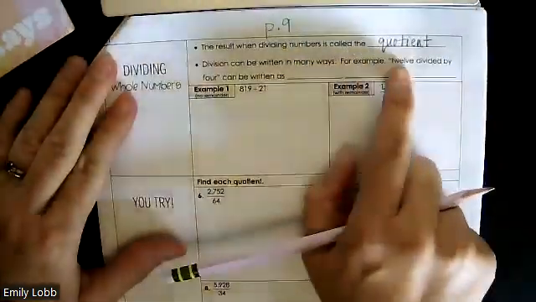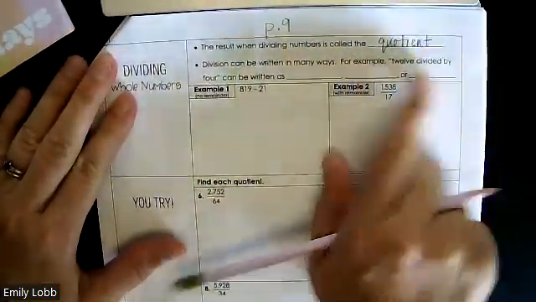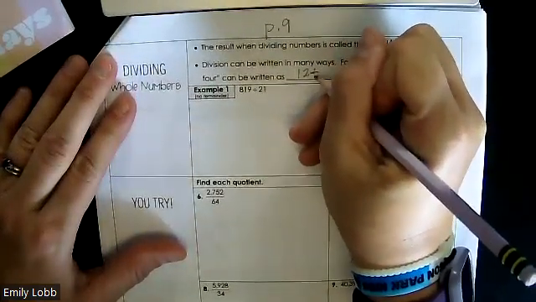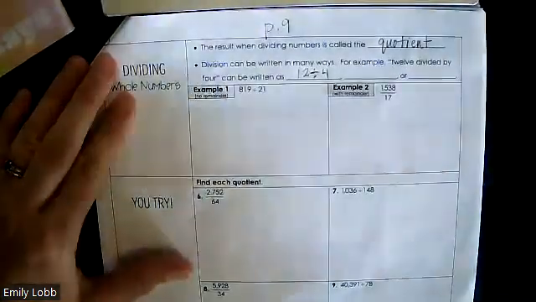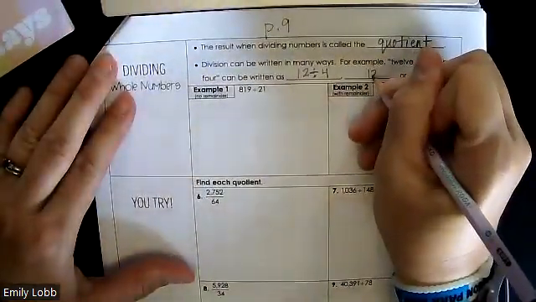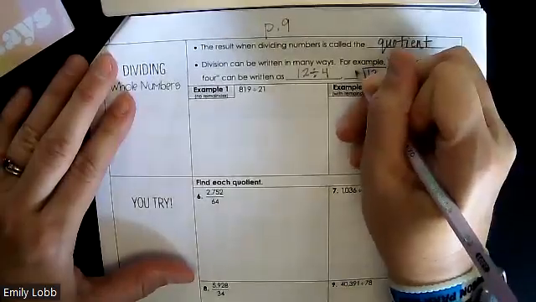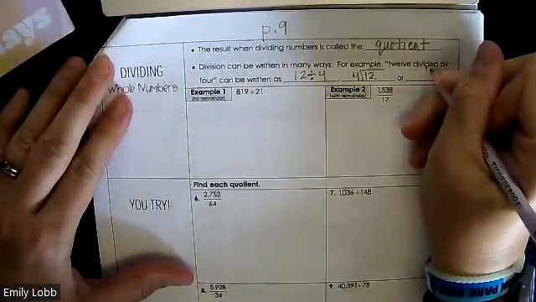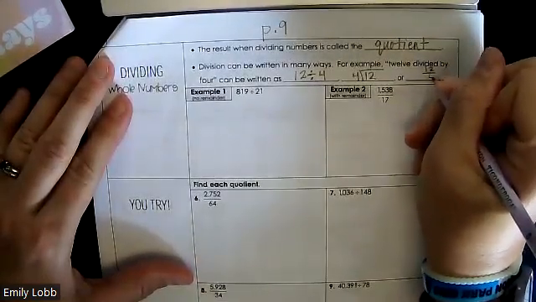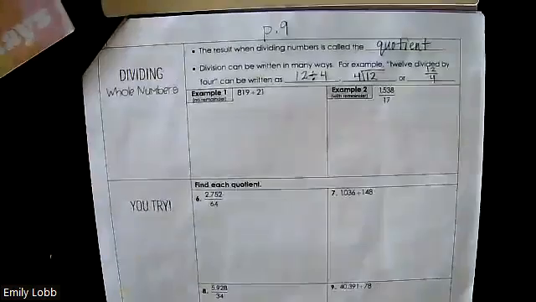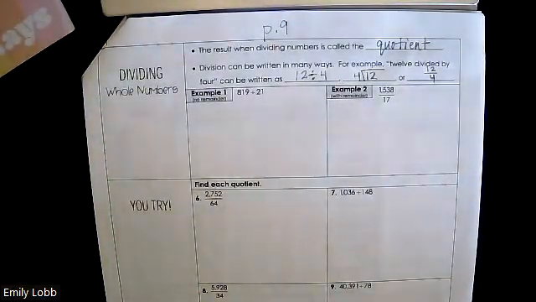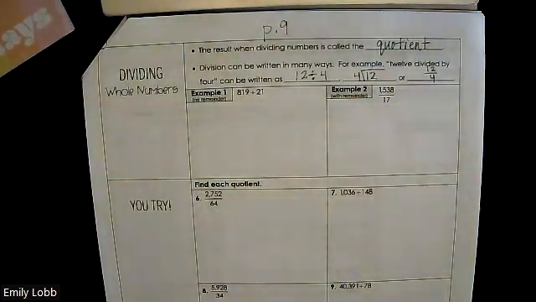Division can be written in many ways. For example, 12 divided by 4 can be written as 12 ÷ 4, or 4 going into 12 with a division box, or my favorite, 12 over 4. That fraction bar literally means divided by or per.